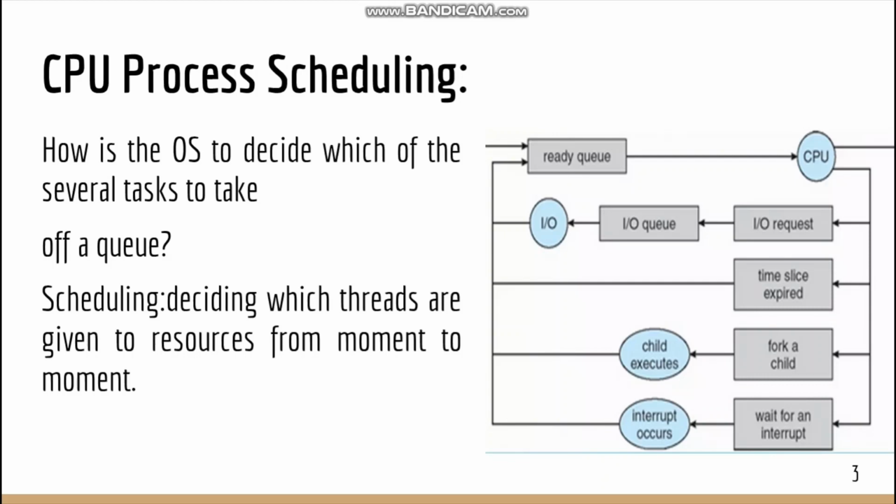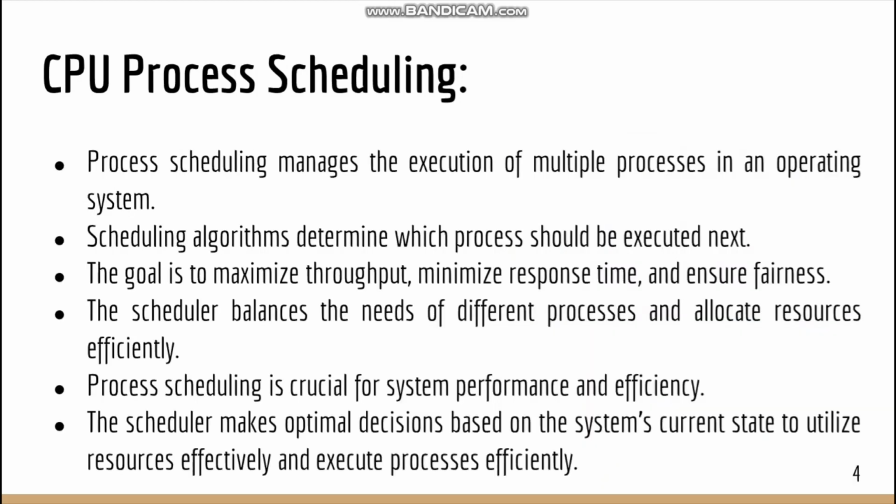So process scheduling is mainly responsible for the execution of multiple processes in an operating system and also the resource allocation for these processes. The goal of process scheduling is to maximize the system throughput, minimize the response time, and ensure fairness among the competing processes. In addition to this, the operating system can use several algorithms to schedule these processes properly in the system. Such algorithms are known as process scheduling algorithms.